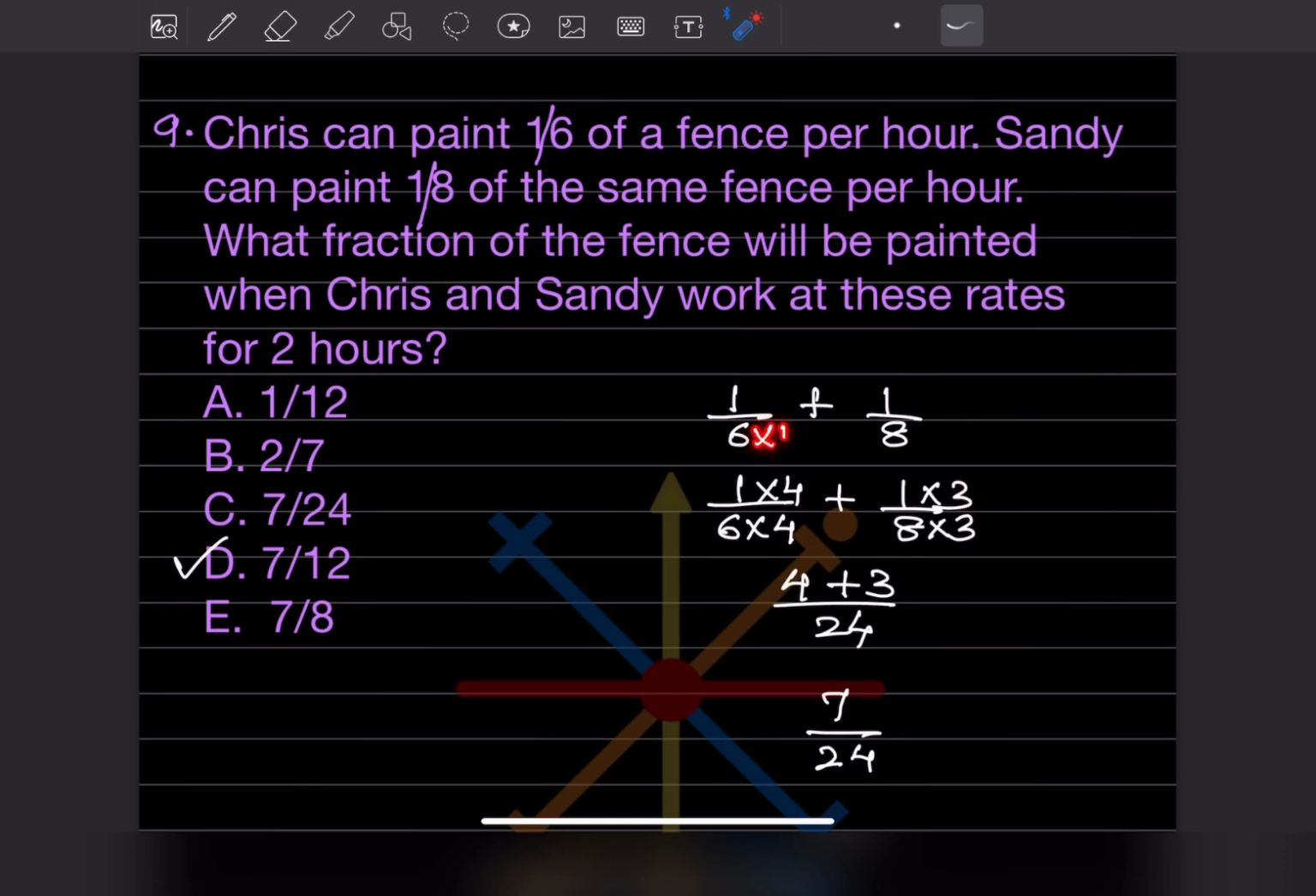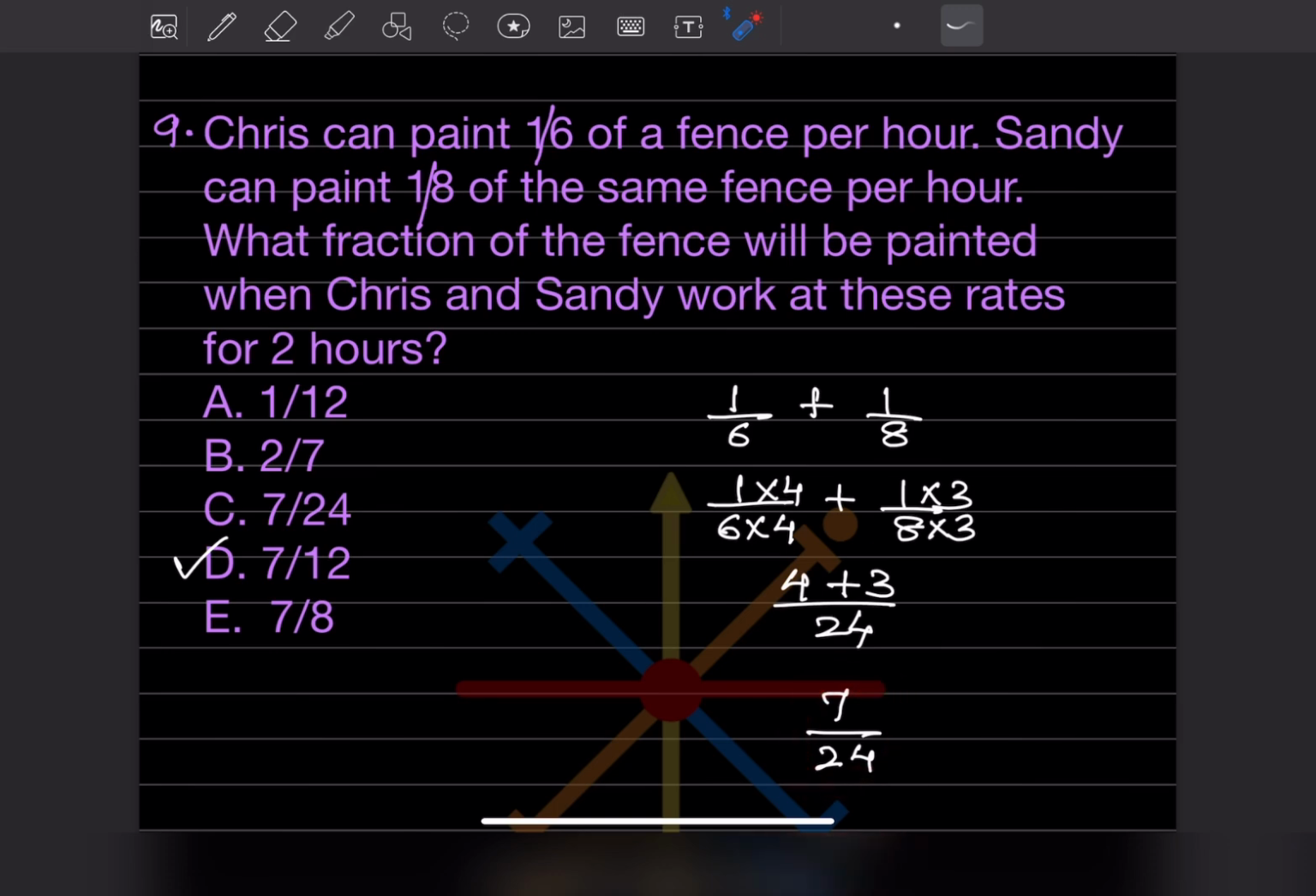So you are going to multiply this by 4. And since you multiply this by 4, this also should be multiplied by 4. This will be multiplied by 3. So since you multiplied this by 3, this also should be multiplied by 3. So that is going to be 4 plus 3 divided by 24. So that is going to be 7 by 24.